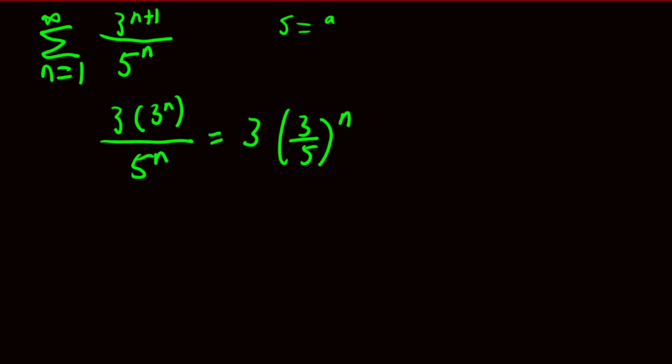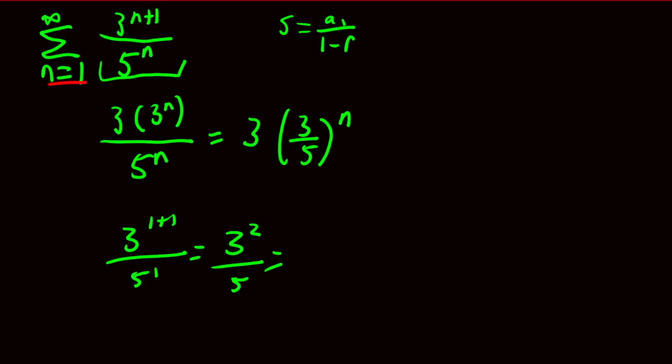So the sum is a1 over 1 minus r. So a1, again, we plug in n equals 1 into this right here, so it'd be 3 to the 1 plus 1 over 5 to the 1, which is 3 squared over 5, which is 9 over 5. So that means a1 equals 9/5, and r equals, let me write up here, what is r? Well, r is 3 over 5, right? 3 over 5.